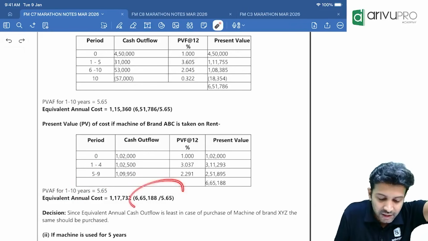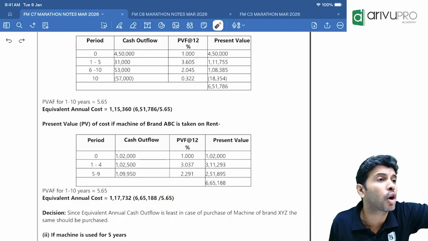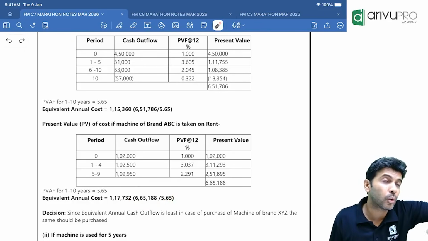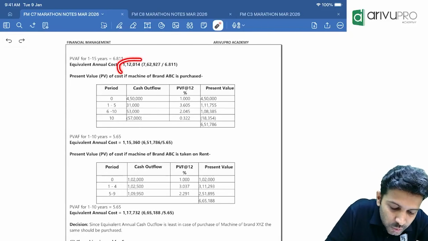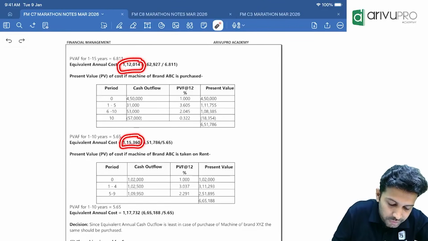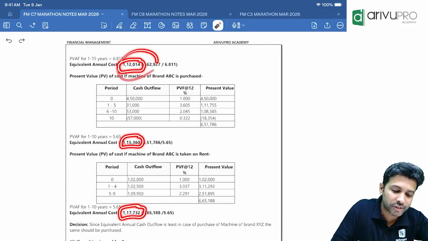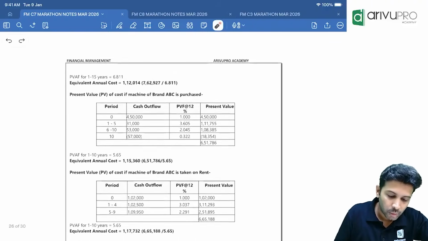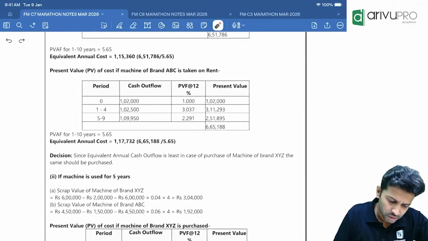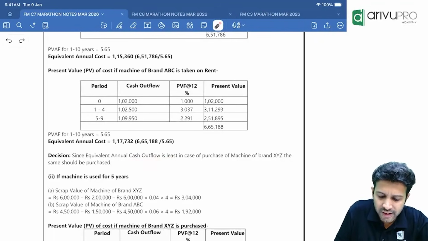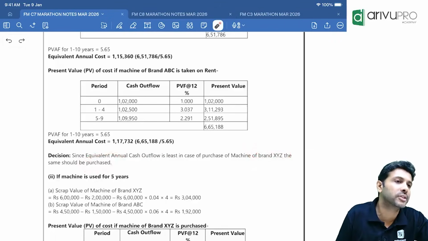Now, people, EAC. This is EAC from the benefit angle or cost angle. So you will select the one with the highest EAC or lowest. First option's EAC was 1,12,000. Second was 115. Third was 117. Which is the lowest? 1,12,000, no? So the first option was the brand XYZ. That is the decision. Since the equivalent is least in case of XYZ, that should be purchased.